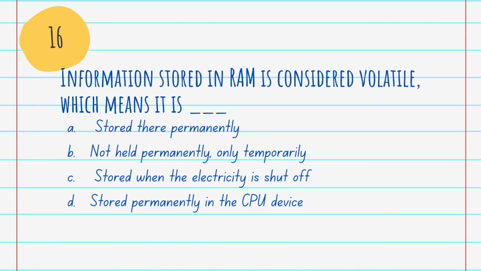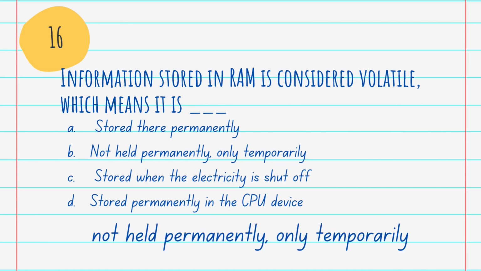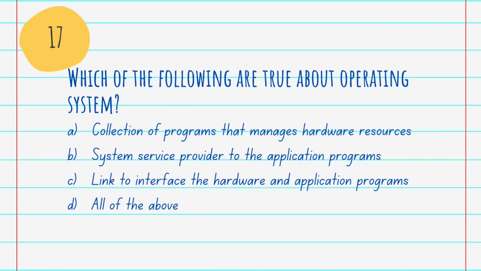Question number 16. Information stored in RAM is considered volatile, which means it is A. Stored there permanently, B. Not held permanently, only temporarily, C. Stored when the electricity is shut off, D. Stored permanently in the CPU device. And the answer is B. Not held permanently, only temporarily. Remember this.